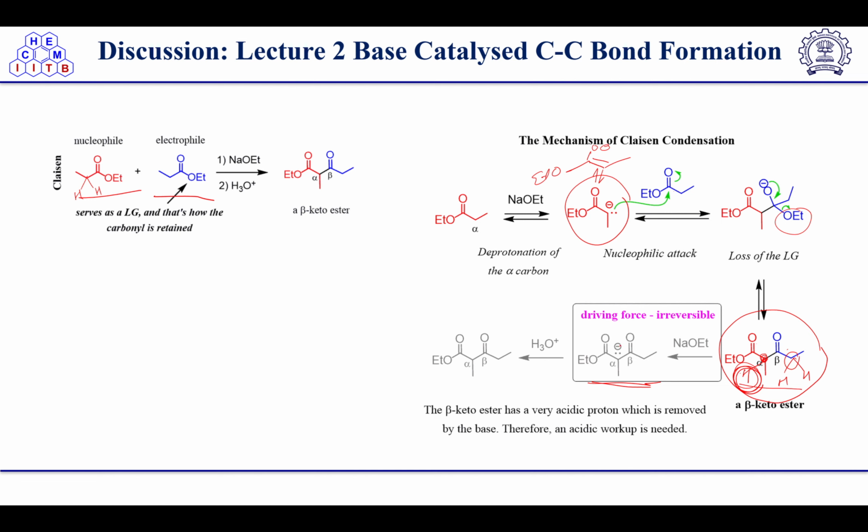Then further, what will happen? This negative charge, because this is a stabilized enolate, will again take up the proton and form the alpha beta keto ester, right? It will not attack on another molecule because it is already stabilized. So the beta keto ester has a very acidic proton which is removed by the base, but when we do the acidic workup, it will again take up the proton. Okay, so that's why this is an irreversible reaction. This is the irreversible reaction.